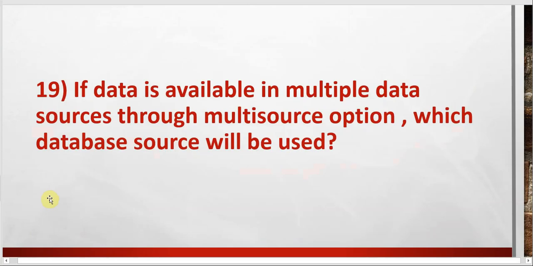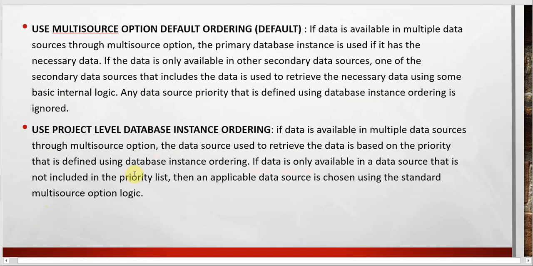If data is available in multiple data sources through the multi-source option, which data source will be used? Here we have two options. The default option for multi-source is that it will get the data from the primary database instance if it has all the necessary data. If data is not available there, it will go to secondary data sources based on some internal logic. The second option is use project level database instance ordering. Here we can define the order in which we want the data to be fetched from the data sources.